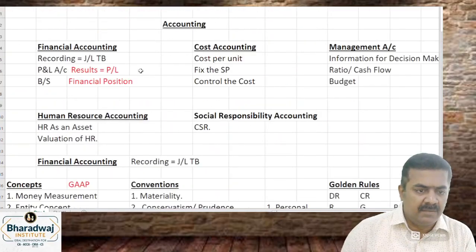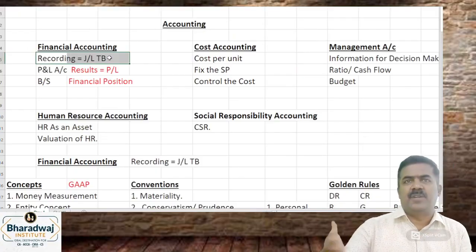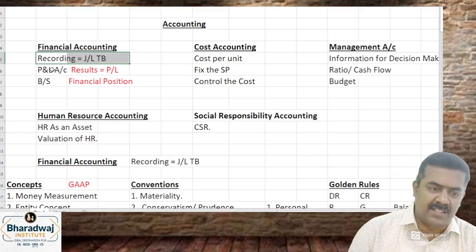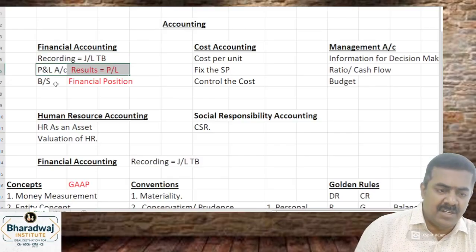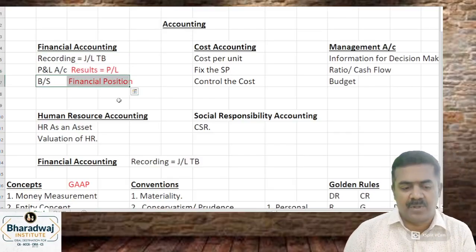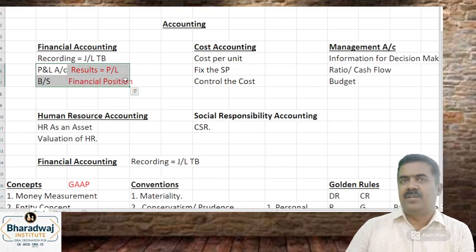We had seen the branches of accounting: recording the transaction, journal, ledger, trial balance, and all. In the process, we do BRS, rectification of errors, and other things. We prepare the P&L account to show financial results, and the balance sheet to find out financial position. So this is what we are going to do in today's class.